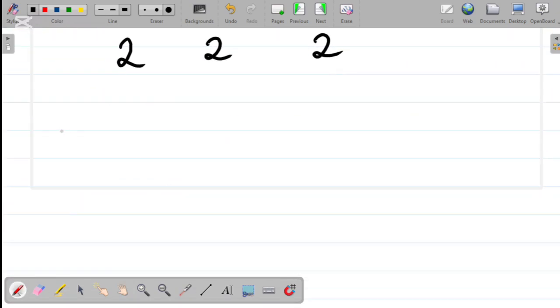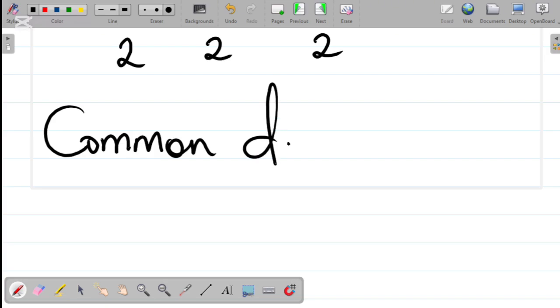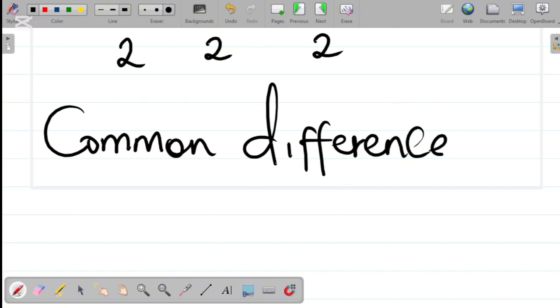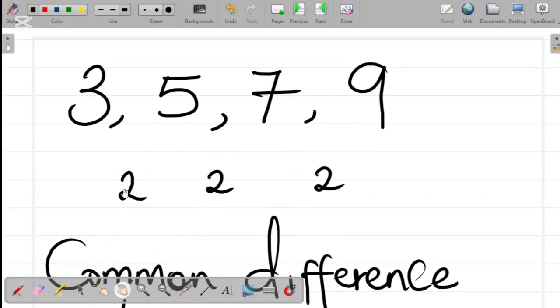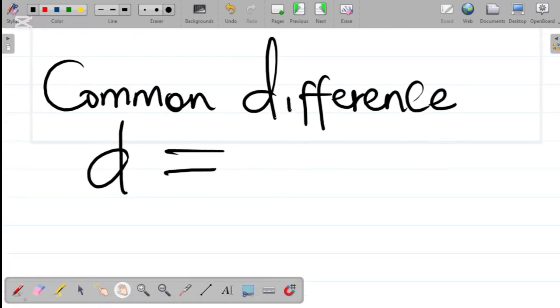And common difference is denoted by D, small letter d. It is equal to what here? The common difference here is 2.